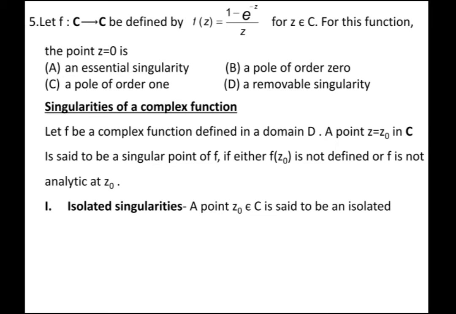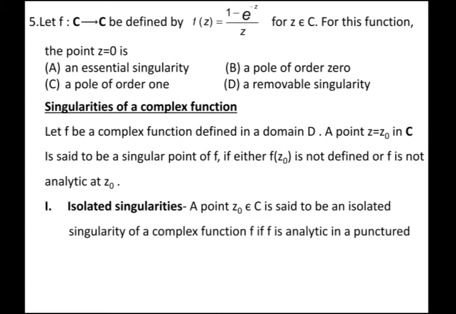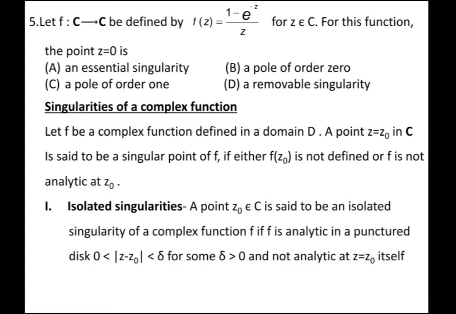First one, isolated singularities. A point z0 in C is said to be an isolated singularity of a complex function f if f is analytic in a punctured disk 0 less than mod z minus z0 less than delta for some delta greater than 0, and which is not analytic at z equal to z0 itself. So this is the definition for isolated singularities. Mainly there are three types of isolated singularities.